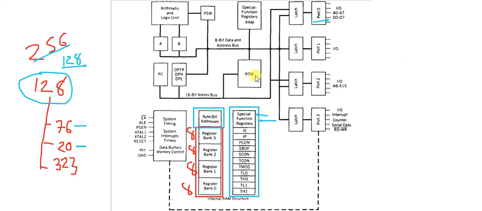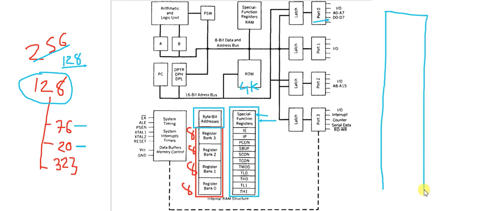Okay, and we have 4K of ROM inside the microcontroller, which is this block. Okay, so the 4K of ROM is simply a block having starting address 0000 to 0FFF. Okay, this is a memory where we can store our code.